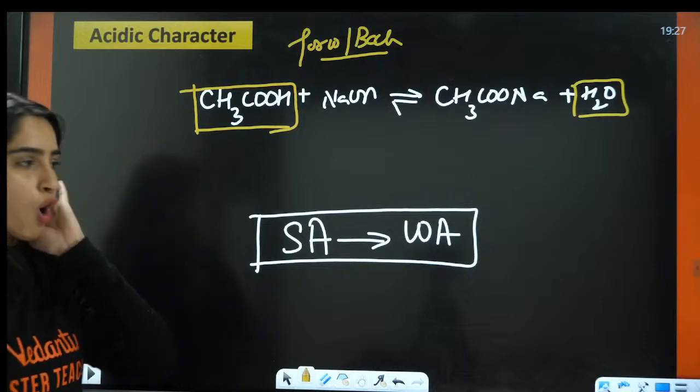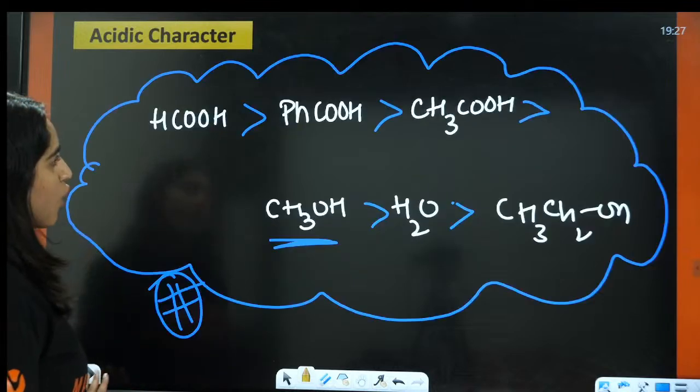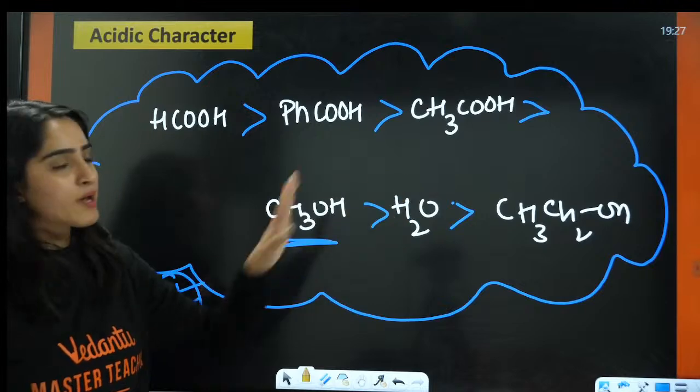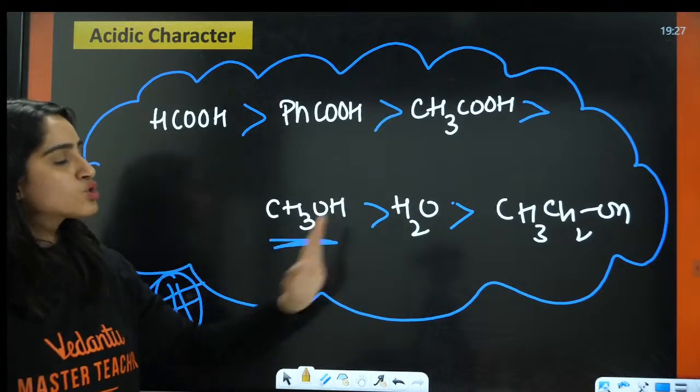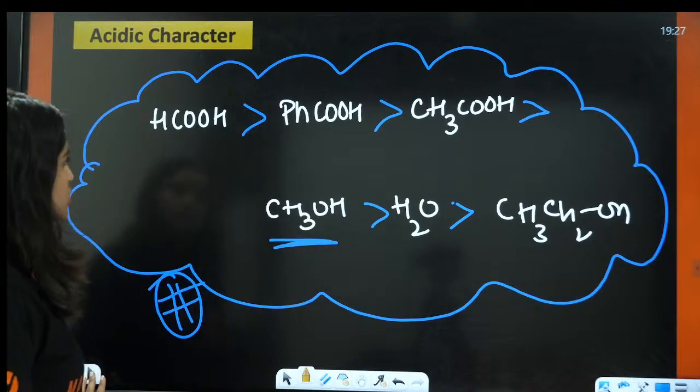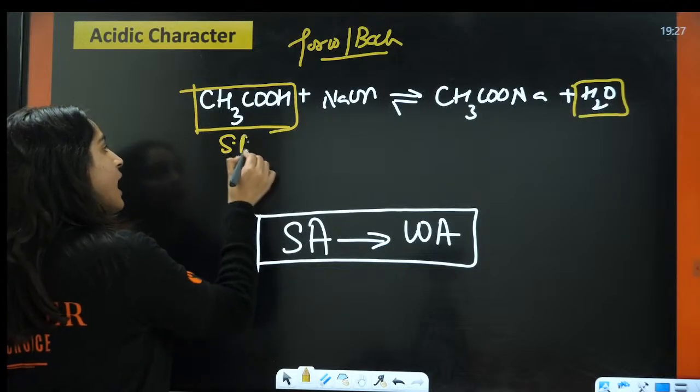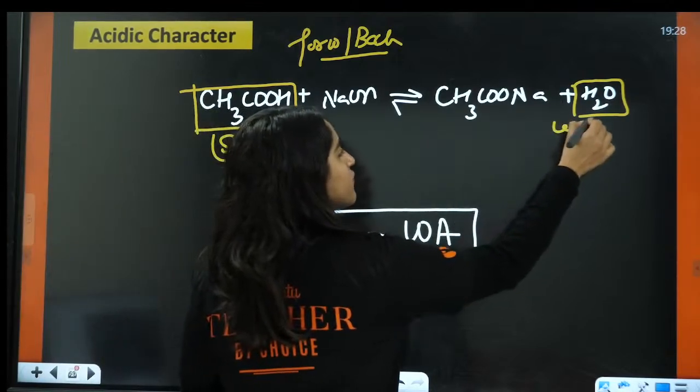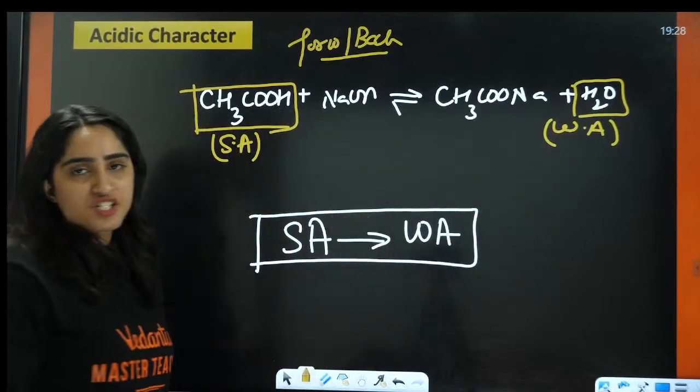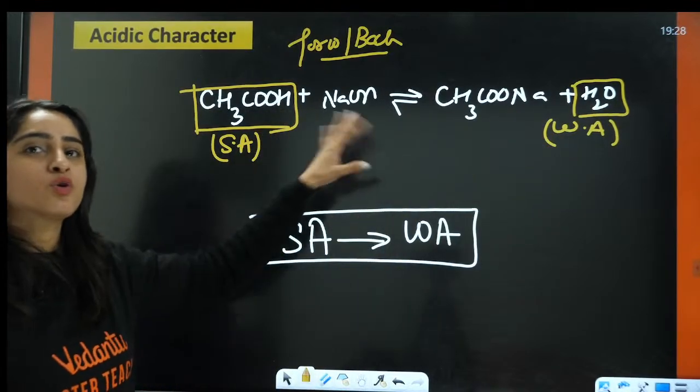Which is more strong? As you can see, this is more strong as compared to water. So this is a strong acid and this is a weak acid. This is the weak acid. And this reaction is proceeding from strong acid to weak acid.